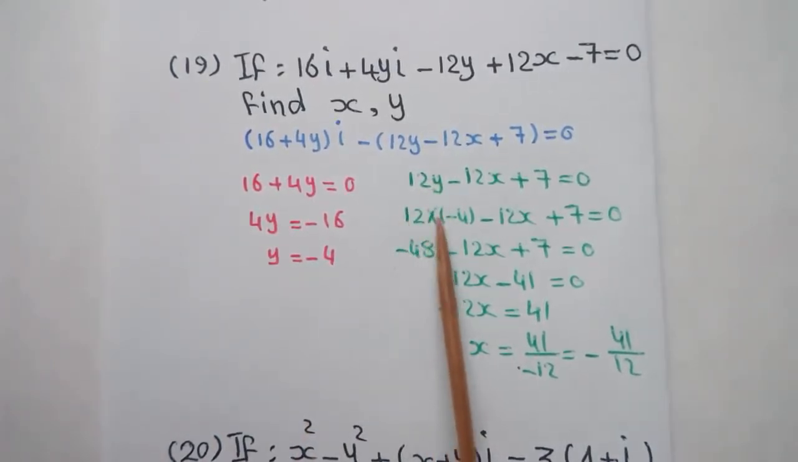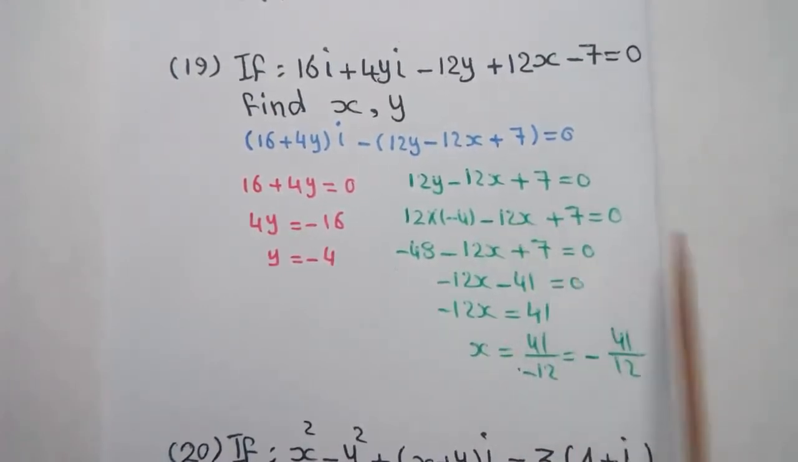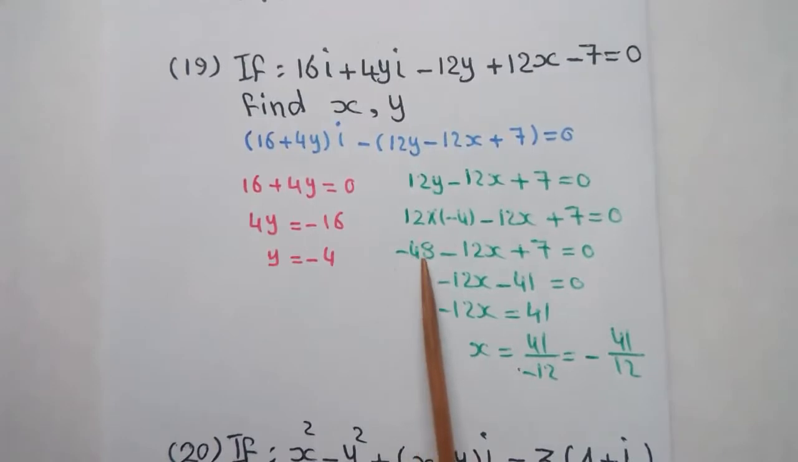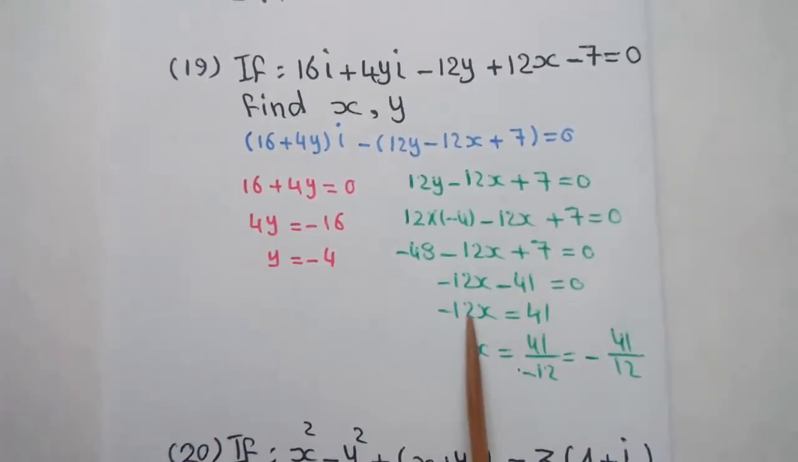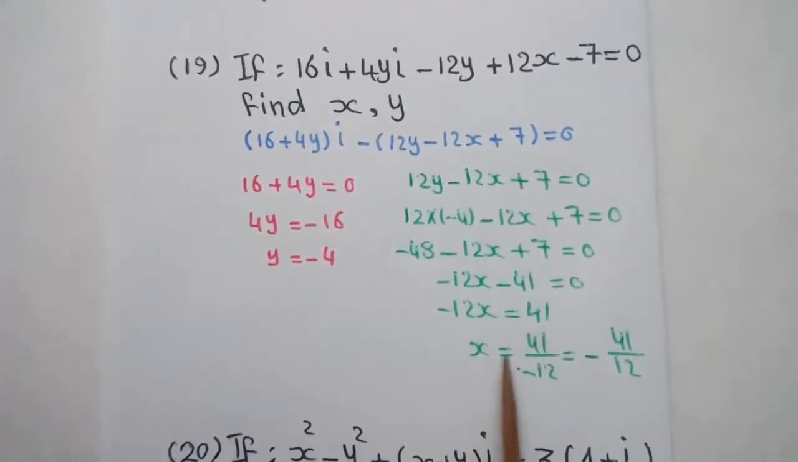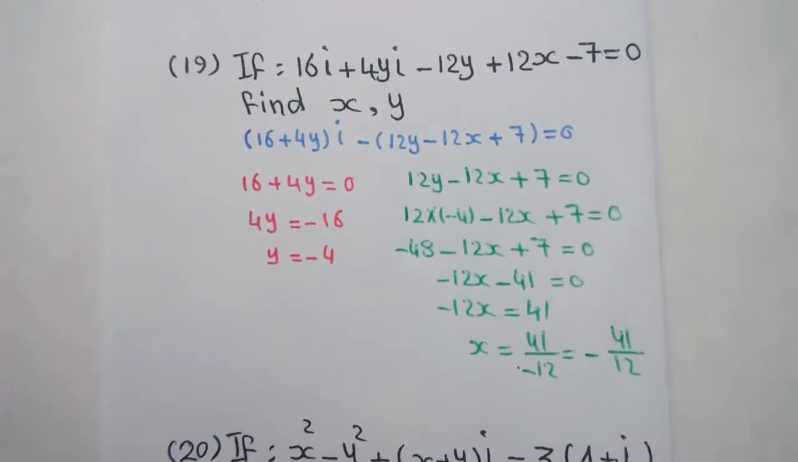y is 12 times negative 4 minus 12x plus 7 equals 0. Negative 48 minus 12x plus 7 equals 0. Negative 48 plus 7 is negative 41. So negative 12x equals 41. So x equals 41 over negative 12, so negative 41 over 12.